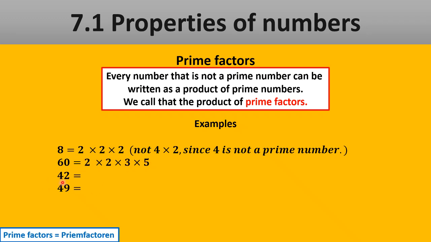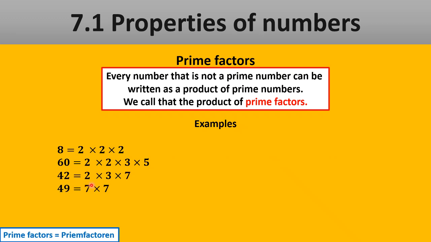Try this for 42. How would you start? Well, I would always start by first taking a look at, can I divide this by 2? In this case I can. Then I'm left with 21. 21 I cannot divide by 2, but I can divide it by 3. And then I'm left with 7, which is a prime number. So 42 is 2 times 3 times 7.